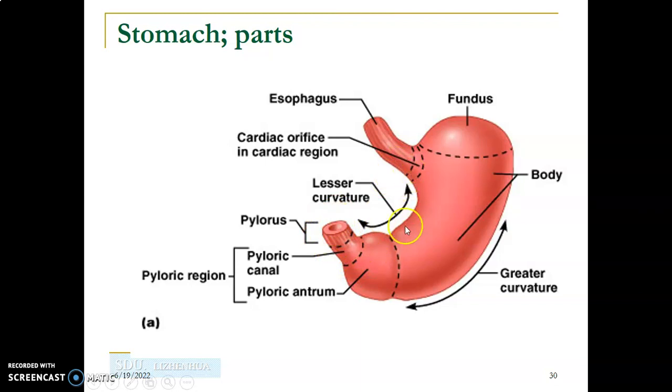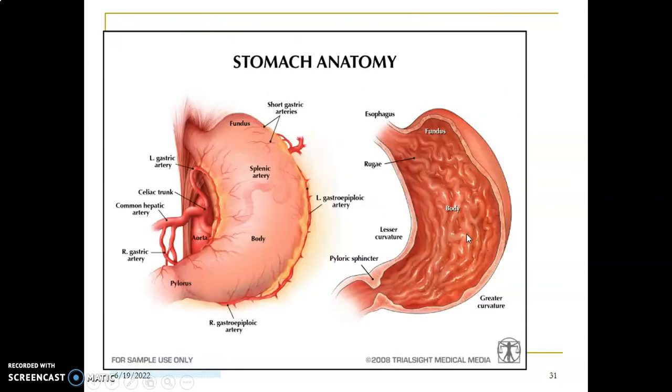So this is the lesser curvature of the stomach, where the lesser omentum attaches, and this is the greater curvature of the stomach for the greater omentum. So as you can see, this is the anatomy of the stomach. So the fundus, the body, the pylorus, the pyloric sphincter, this is the greater curvature, lesser curvature. You can appreciate internally that the mucosa is thrown into folds, which we call the rugae.